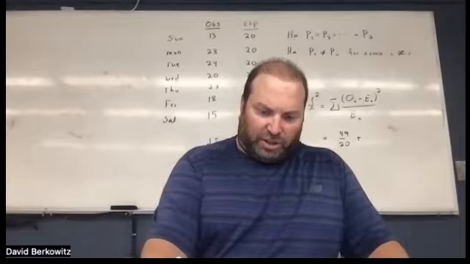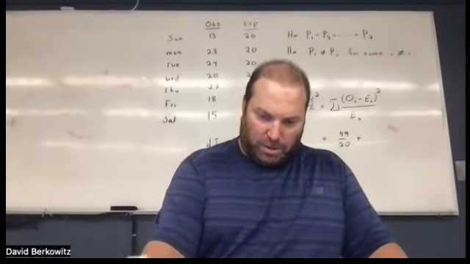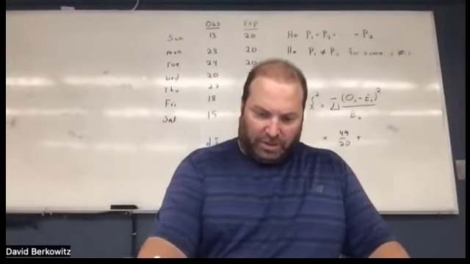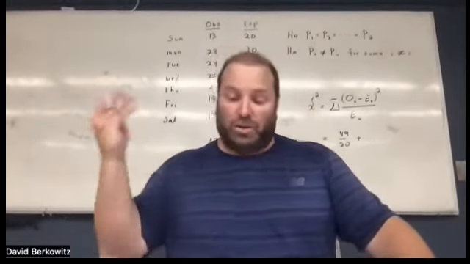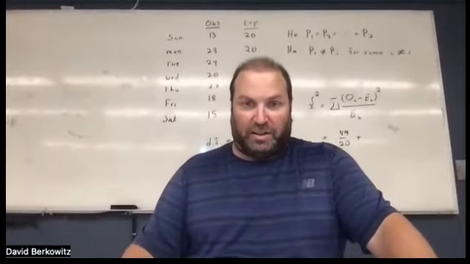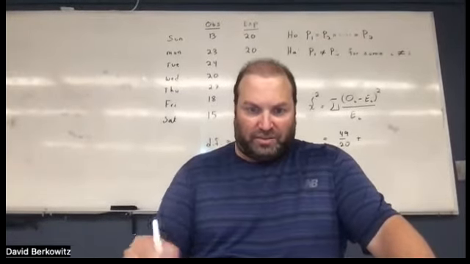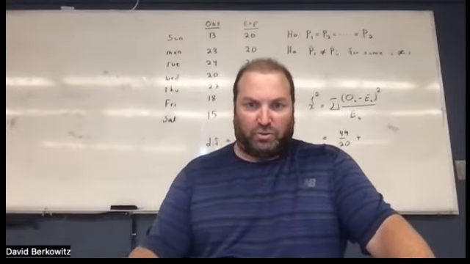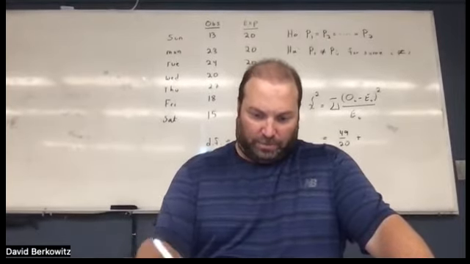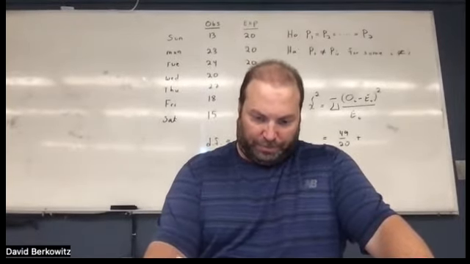All right, C, what's the IQR? 17. How do you find that? Q3 minus Q1, 85 minus 68. And then it says D, use the results to draw a box plot of your data.